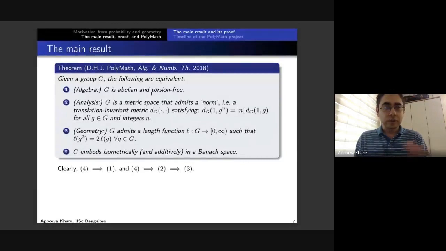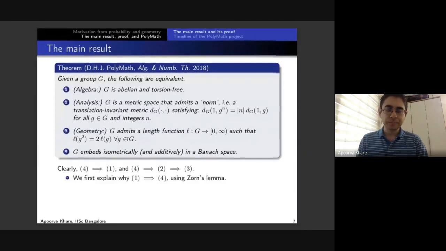Anyway, for the rest of the talk, I want to try to sketch some of the proofs. Clearly, if G embeds in a Banach space, of course, it's a subgroup of a Banach space, so it is automatically abelian and torsion-free. We already said that. And if it embeds in the Banach space, it is indeed a metric subspace that admits a norm, because of the norm inherited from the Banach space. So 2 and 3 are obvious. Let me first tell you why any abelian torsion-free group does sit inside a Banach space.